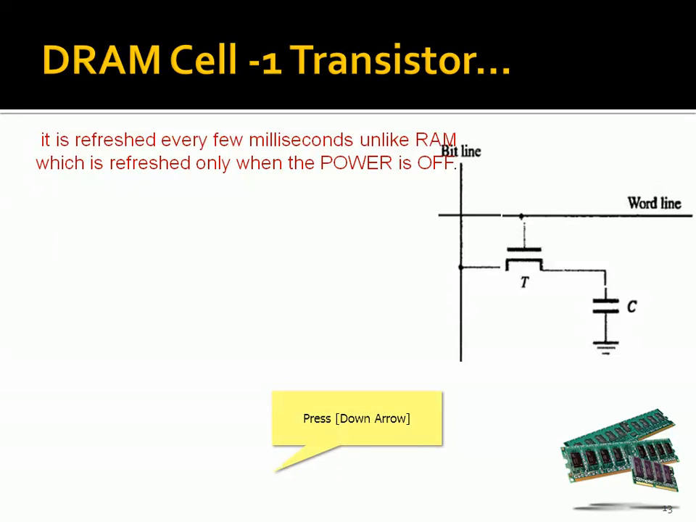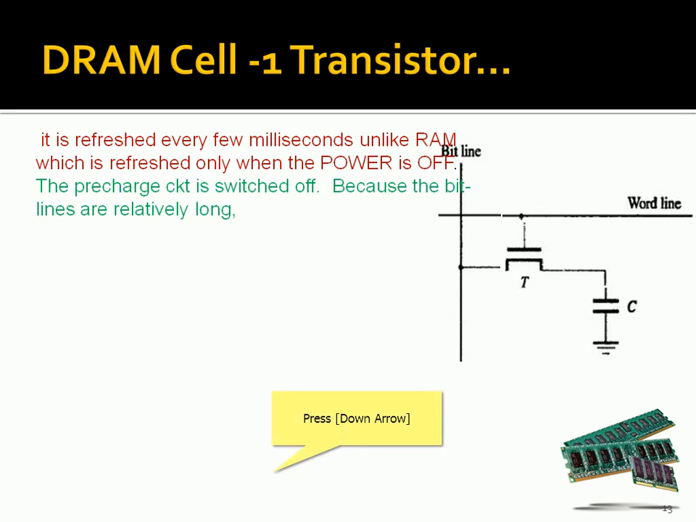So refresh is essential. It is refreshed every few milliseconds, unlike the static random access memory we discussed in the previous, which is refreshed only when the power is off. So only once is needed there, but here it is required often. The pre-charge circuit is switched off because the bit lines are relatively long, right? Since the bit lines are long, they have enough capacitance to maintain the pre-charge voltage for a brief time.